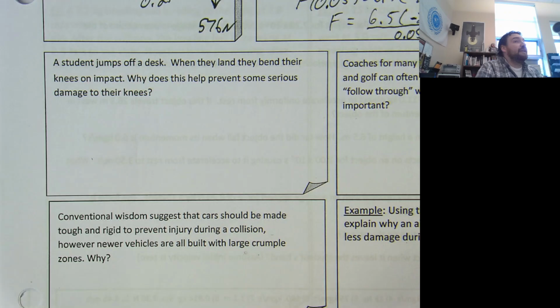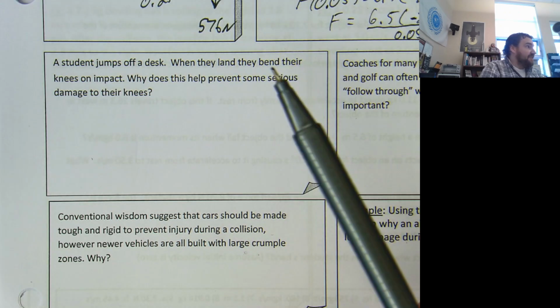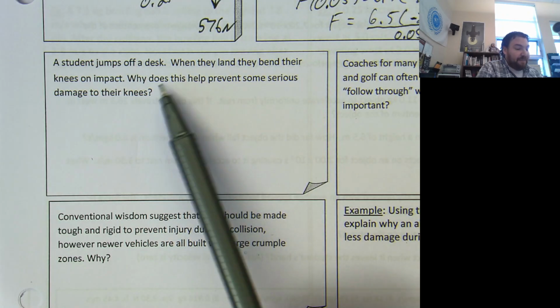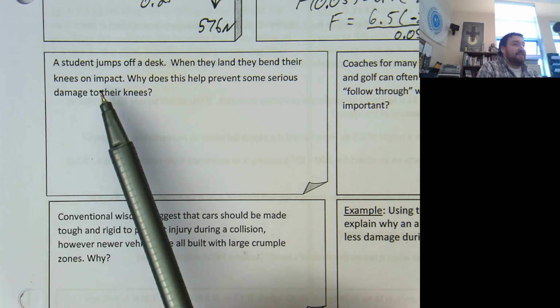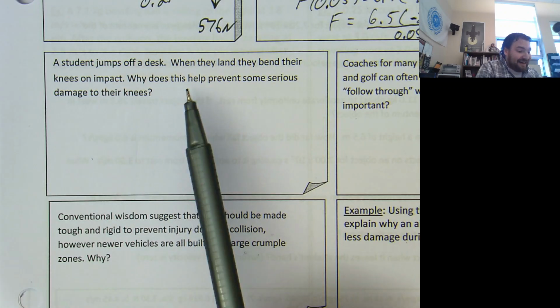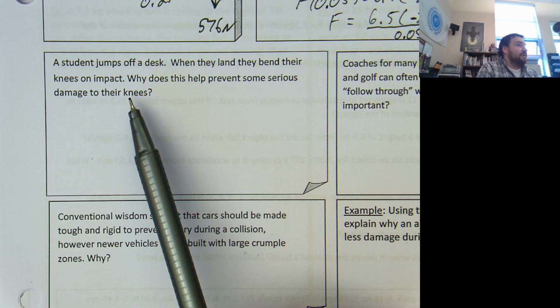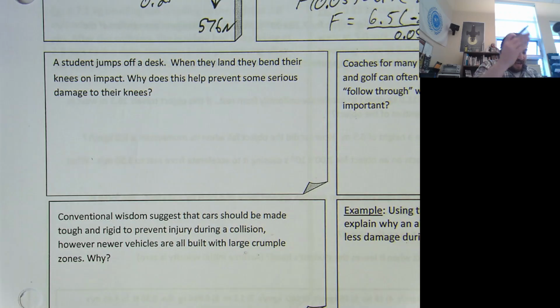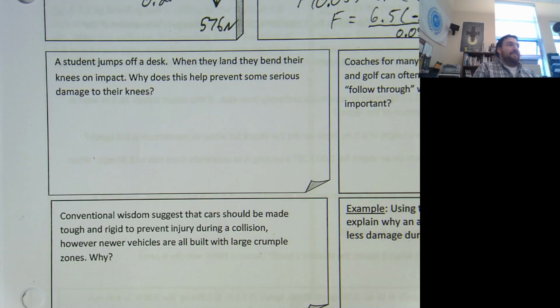If you're going to land at this stage in your life, you should recognize that bending the knee on impact prevents a ton of damage to your knees. There is a proper way to land. If you lock your knees and just hit the ground, the chance of you seriously hurting yourself is really high. Why? Brad?